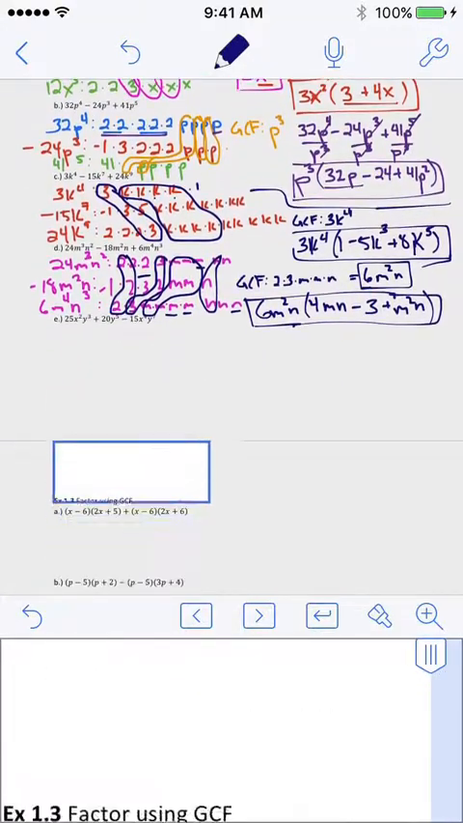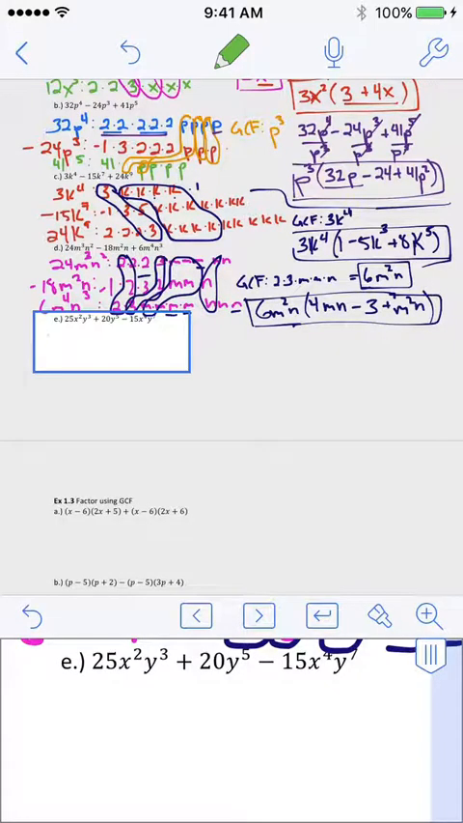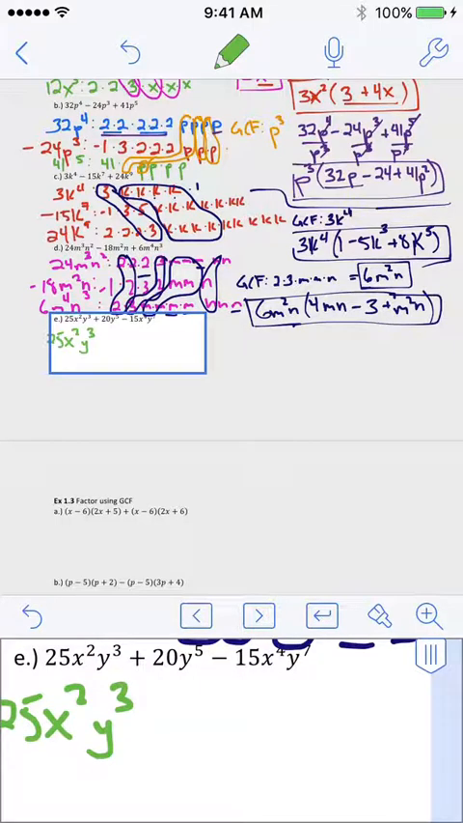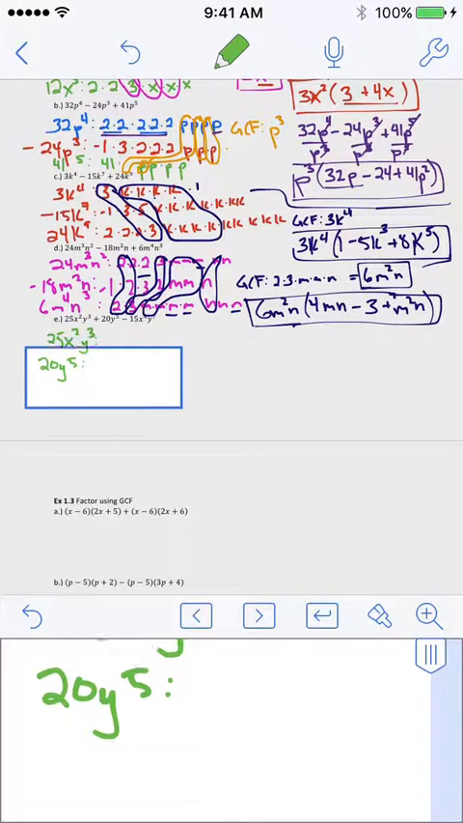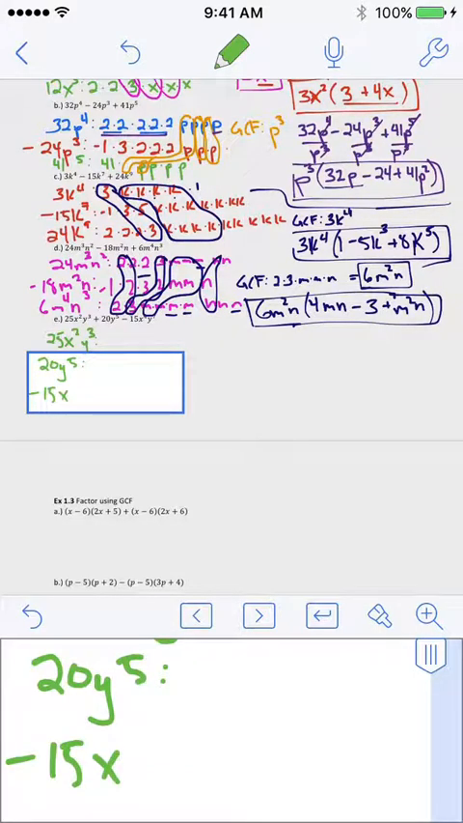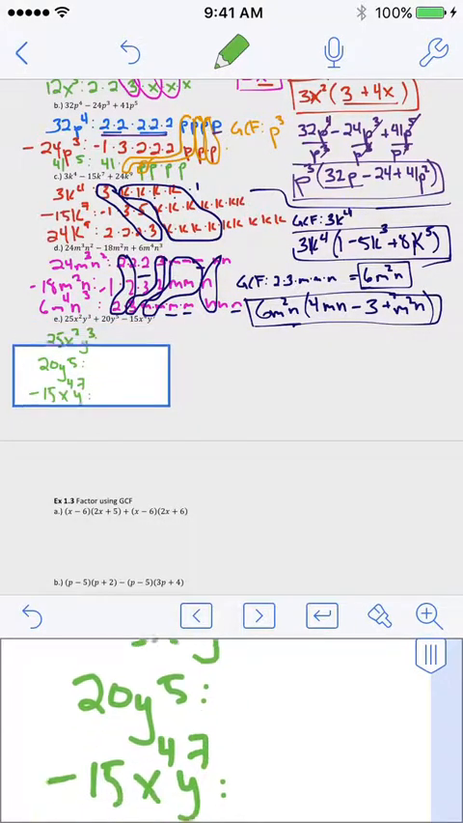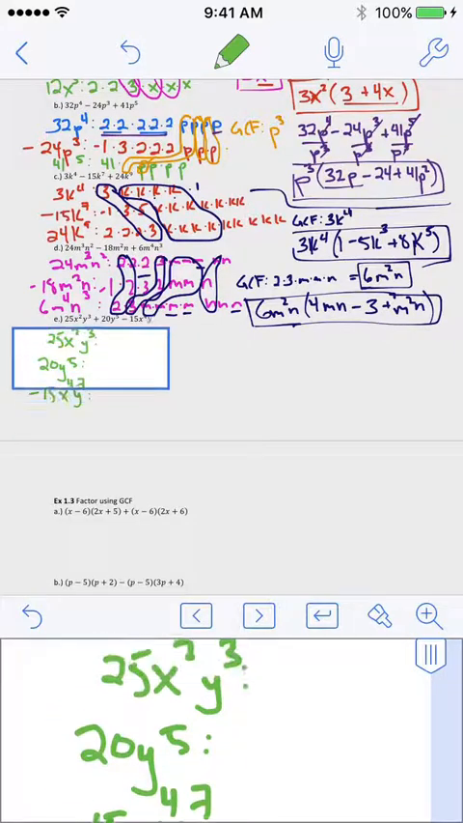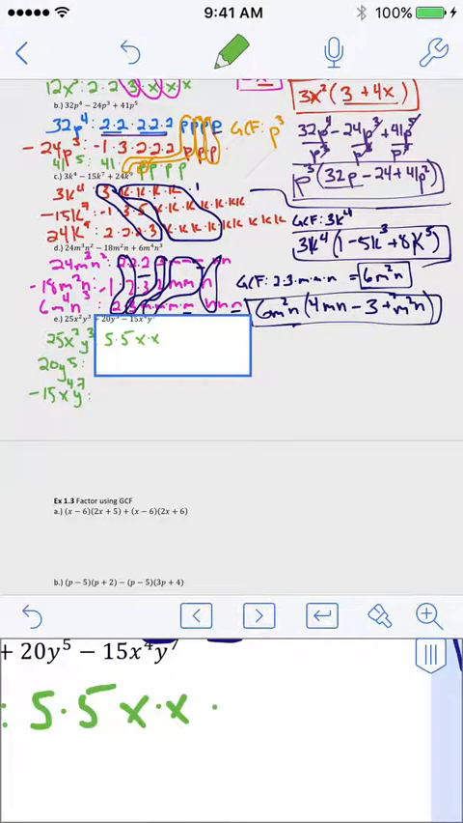Fabuloso. Let's do one more together just to really drive it home. 25x squared y cubed. And then I've got 20y to the 5th. And negative 15x to the 4th y to the 7th. They want me to find the GCF of each one of these. Right, GCF of each one of these. We'll break it down. 25 is 5 times 5. I've got 2 x's, and those are both prime, so I can leave it at that.